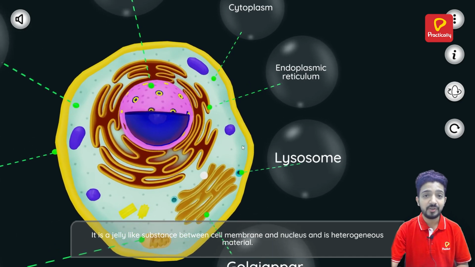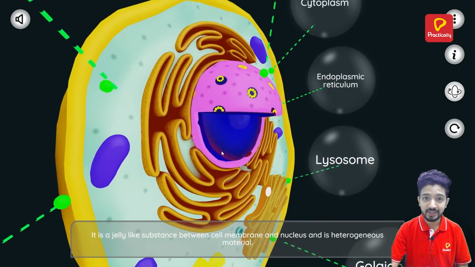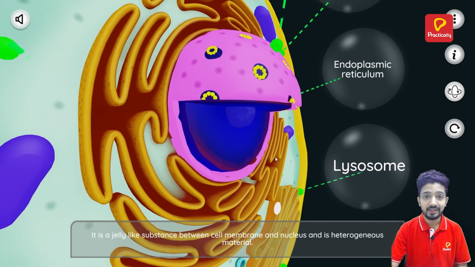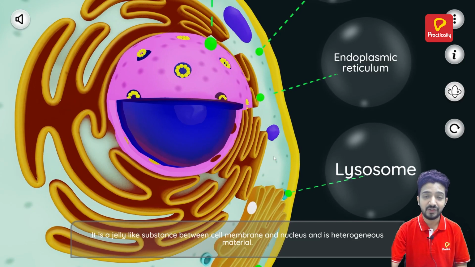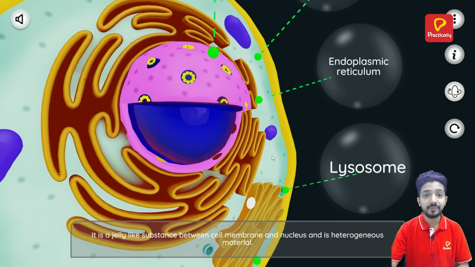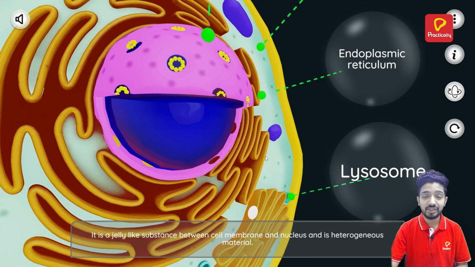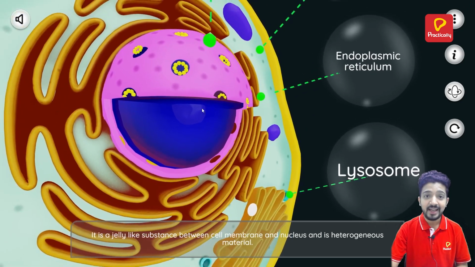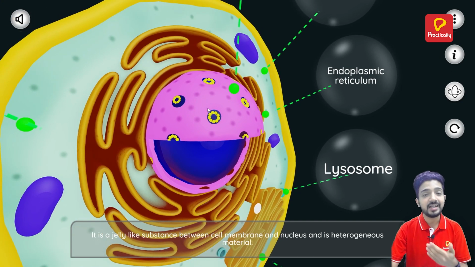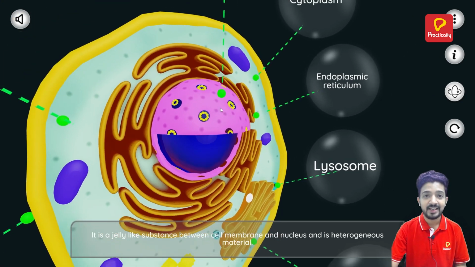The most important part of the cell is the nucleus. It contains the nucleic acids DNA and RNA. DNA is a genetic material which controls various functions of the cell, and the nucleus is surrounded by a nuclear membrane, which is a very peculiar feature of the eukaryotic cell. And as you can see, it also has some pores which are called nuclear pores, which help in transport of substances within and out of the nucleus.